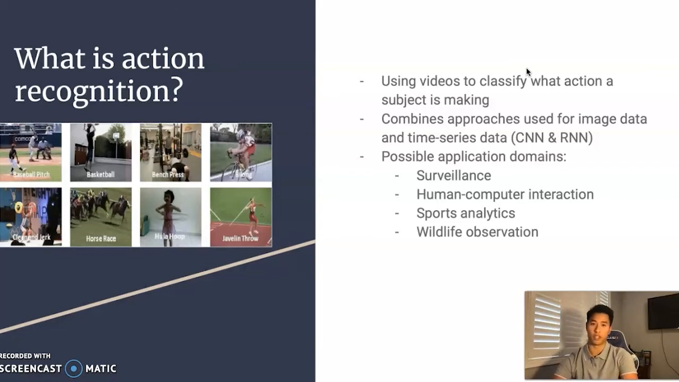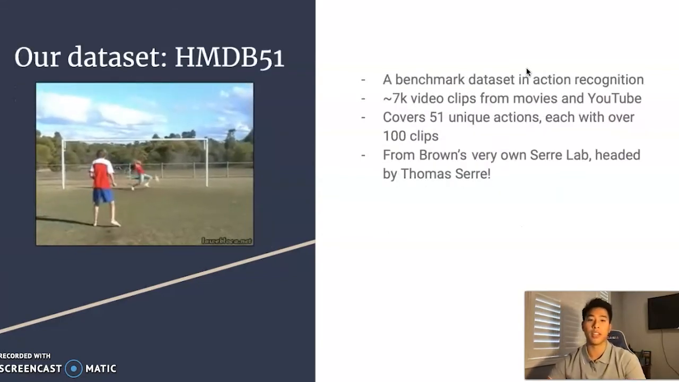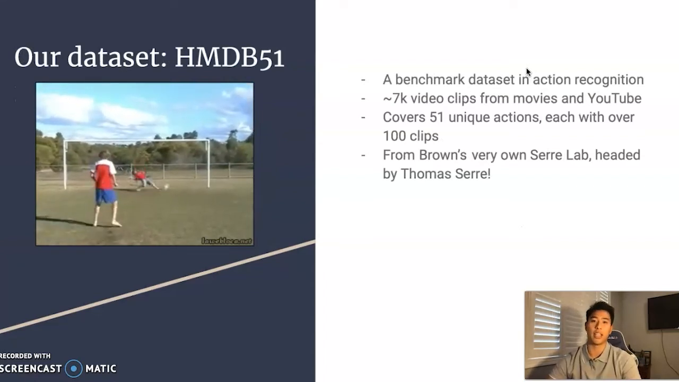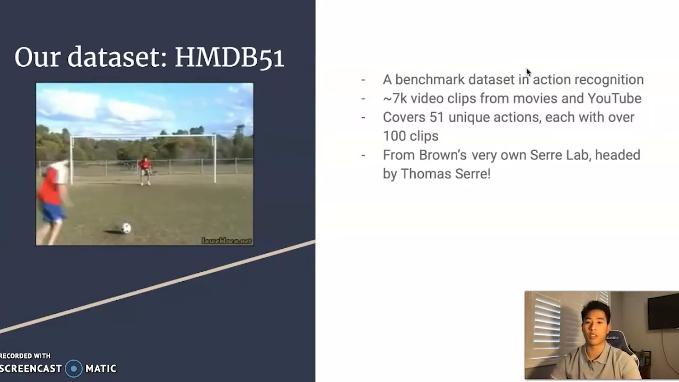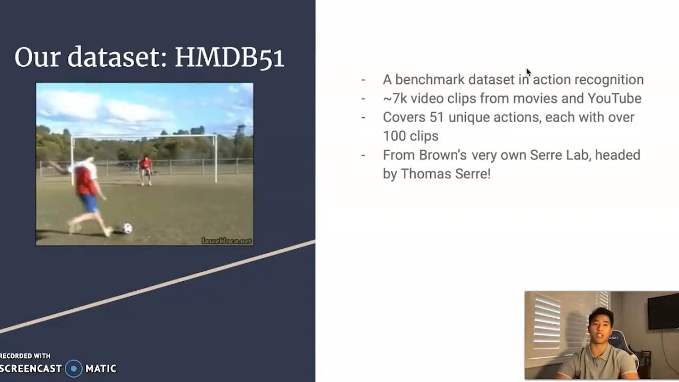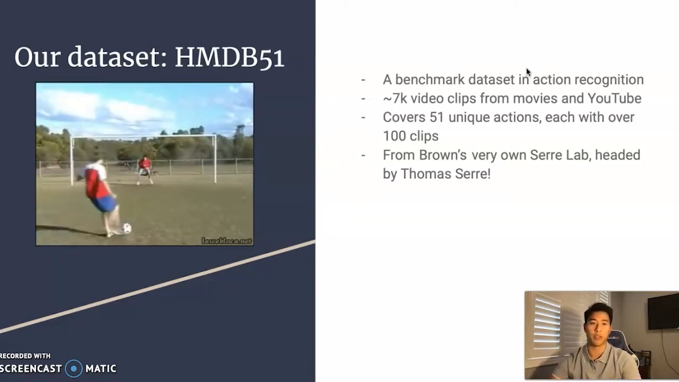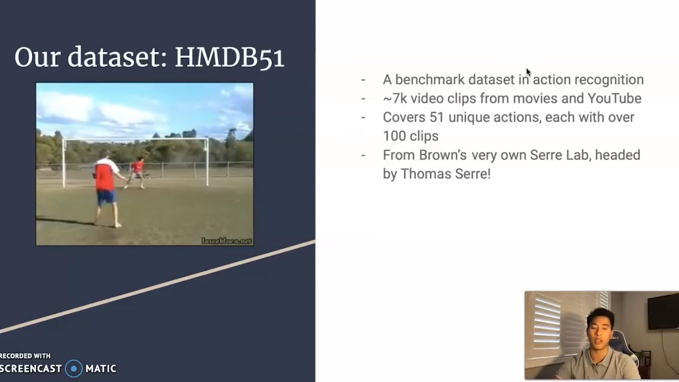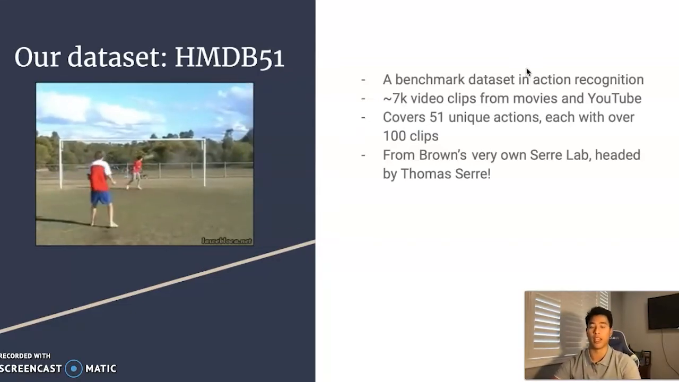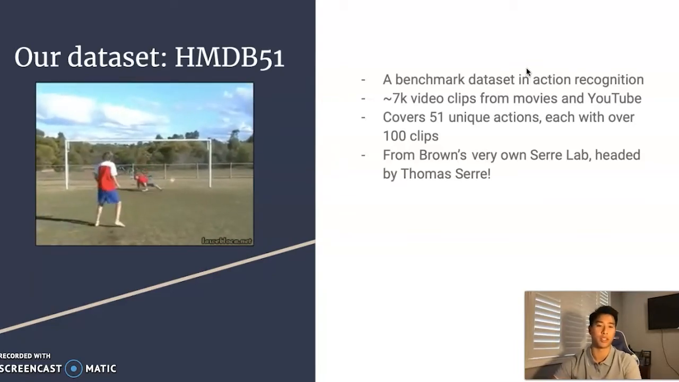There are several possible application domains for action recognition, including but not limited to surveillance, human-computer interaction, sports analytics, and wildlife observation. Our data set, as you can see, is HMDB 51, which is actually one of the largest data sets designed strictly for action recognition and a benchmark data set for this task in the literature as well. It consists of approximately 7,000 video clips scraped from movies and YouTube and covers 51 unique actions, each with over 100 clips, and are evenly distributed throughout the data set.